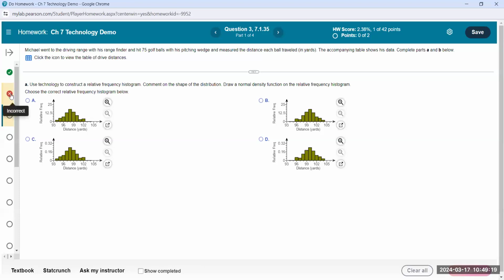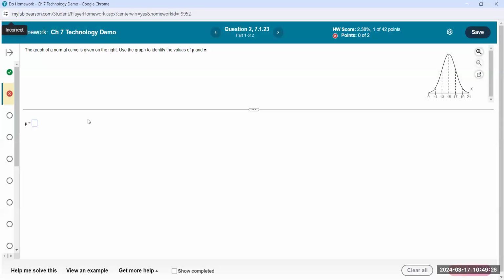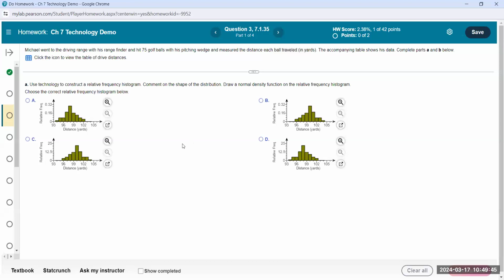Oh, it marked it wrong. That shouldn't happen. If you see that happen, send me an email. It should just, if I have already done it correct once, it should keep the correct answer. Okay, so question 3. Unless I put save here, I don't know.